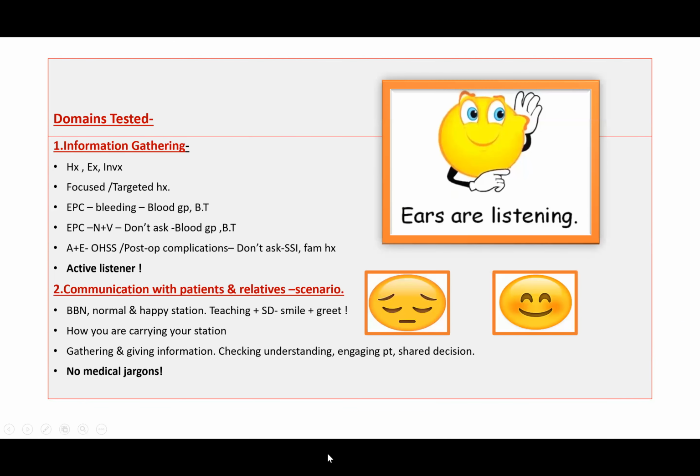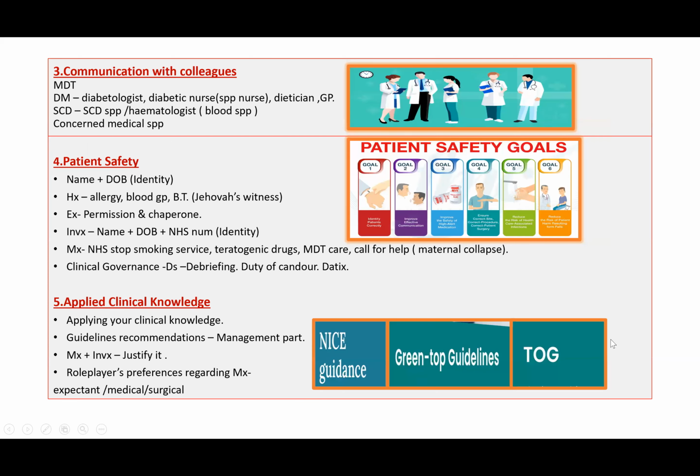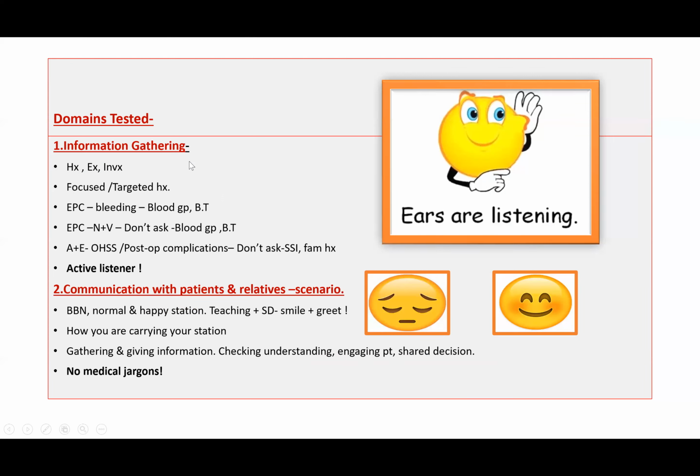Coming to the domains, can anyone tell me what are the domains tested? Anyone of you can unmute and say. So these are information gathering, communication with patients and relatives, communication with colleagues, patient safety, and applied clinical knowledge. Information gathering will include the history, examination, and investigation.